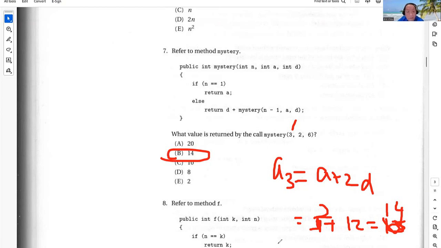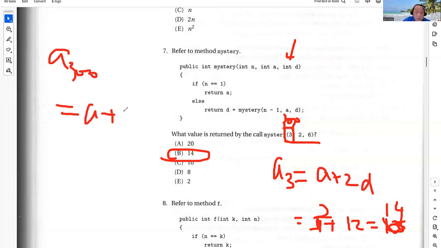Okay? Why am I discussing this? I can just tell you to solve it by doing recursion. That's one way. But if this is not 3, if this one is 300, what will happen? You cannot do it, right? But if I know it's an arithmetic sequence, then A300 should be equal to A plus 299D. Solvable or not? Actually solvable, right?